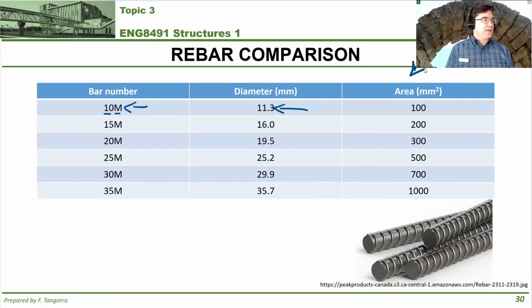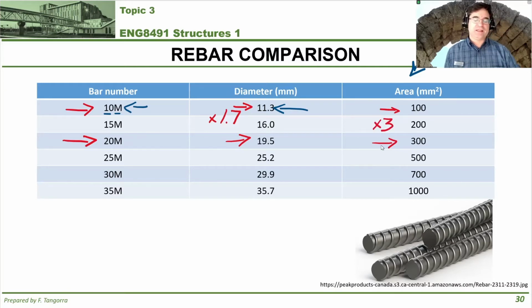The reason I'm bringing this up is because I want you to notice something that's very important as it relates to construction materials. We're going to compare a 10M bar with a 20M bar. A 10M bar has a diameter of 11.3 millimeters. A 20M bar has a diameter of 19.5 millimeters. So that's almost 1.7 times bigger, the 20M bar, that is. But look at what happens when you compare the area of these two bars. It's almost 3 times larger. Pardon me, check that. It's exactly 3 times larger.